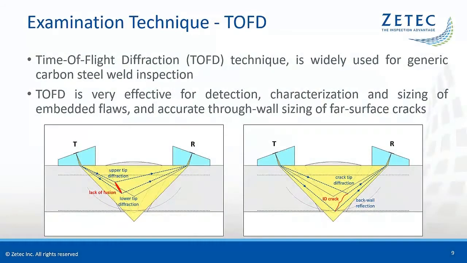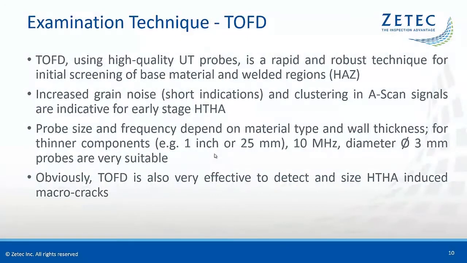Let us kick off with TOFD. The time-of-flight diffraction technique has been successfully used for more than 2 decades for the inspection of a wide range of carbon steel welds. The technique is very effective for the detection, characterization, and sizing of embedded flaws, and also for accurate through-wall sizing of far surface cracks. In recent years, it was confirmed that TOFD is also a rapid and robust technique for initial HTHA damage screening of base material and the heat-affected zone of welded regions.